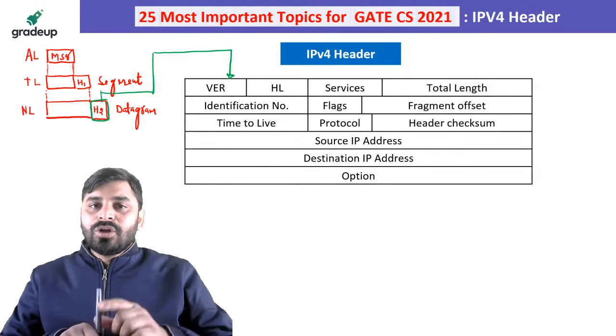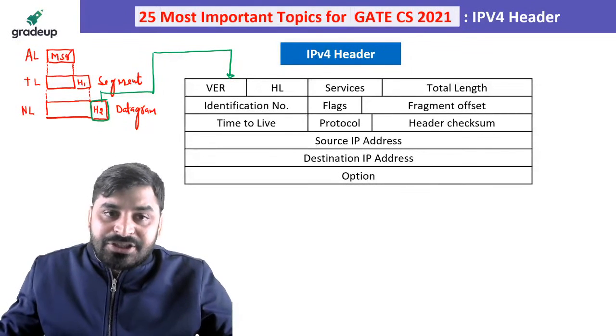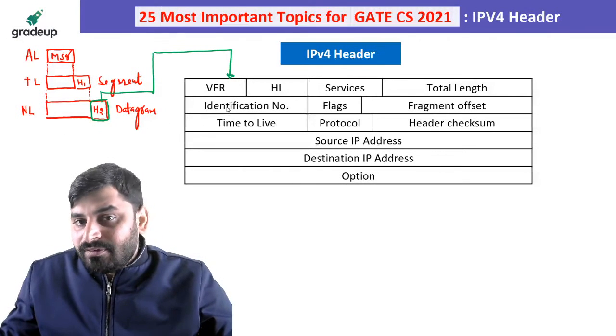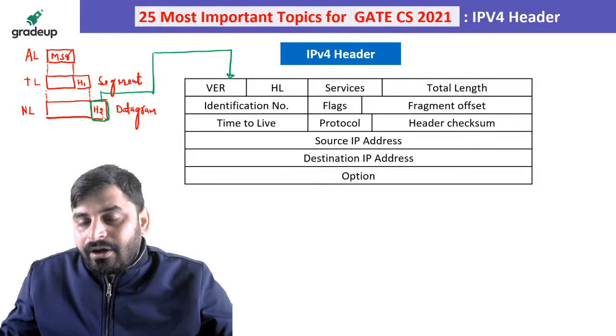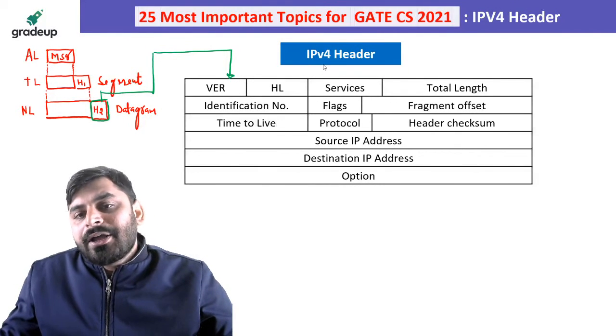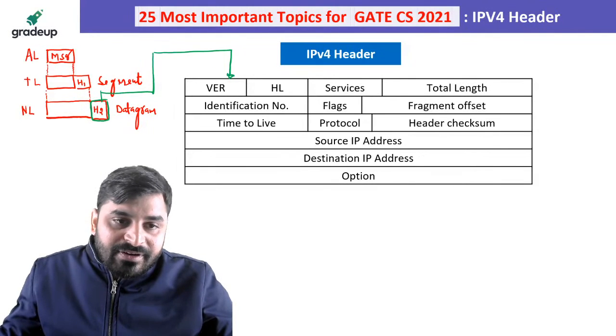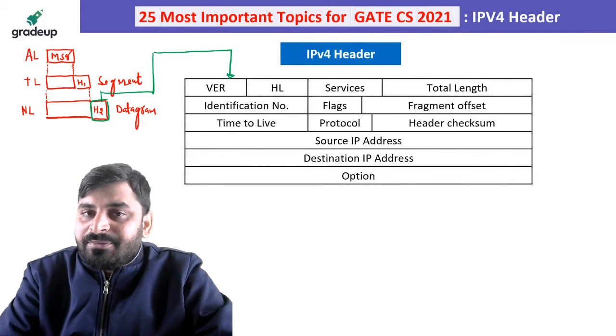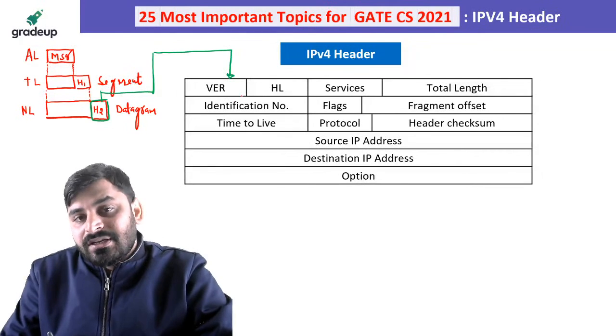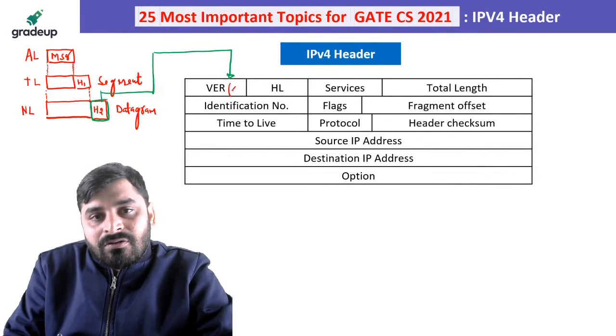Okay, so in the H2 header, my dear friends, many things are added. If you are adding the IP header, the IPv4 header, here you will find many fields. There are many fields in the IPv4 header. This is VER, version. Version, how many bits, guys? Version is 4 bits.